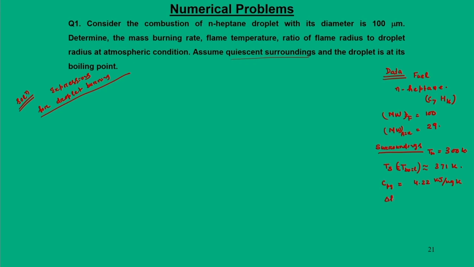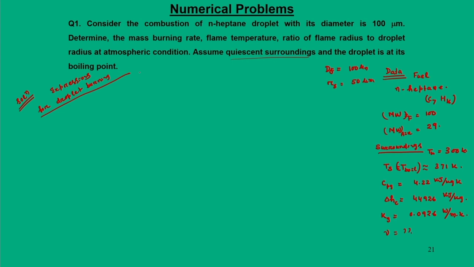Then delta Hc, that is the enthalpy of combustion, is 44926 kilojoule per kg. The other parameter we require is the thermal conductivity kg, 0.0926 watt per meter Kelvin, and the initial diameter D0 is 100 micron. So, Rs, the surface radius, is 50 micron. Then what we do not know is nu, which is the stoichiometric air fuel ratio.